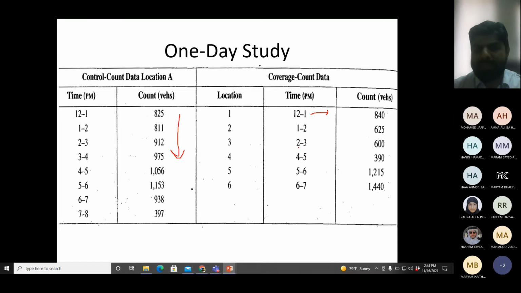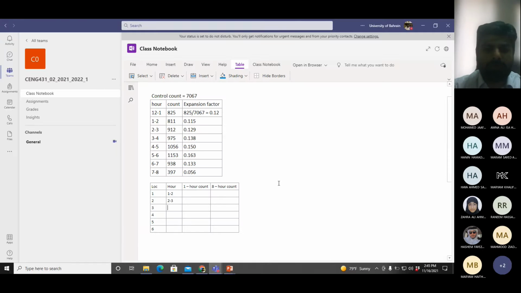Okay, so you see no values between 3 to 4. And similarly no value taken between 7 and 8 because not required. I've got all the locations with samples of equal size. That is it. Okay, so I don't have 3 to 4. I have 4 to 5, 5 to 6.